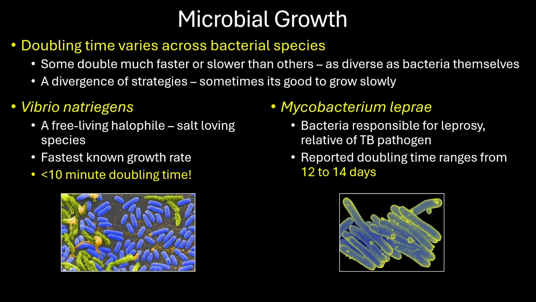Previously, we explored how the rate of bacterial growth, the speed that they use to double themselves, for bacteria to actually divide, is pretty variable across species. Like last time I talked about how we have different species, like this Vibrio species that can replicate incredibly fast, can do division in less than 10 minutes. And then other species, it usually takes 12 to 14 days, like Mycobacterium leprae, which is responsible for leprosy.